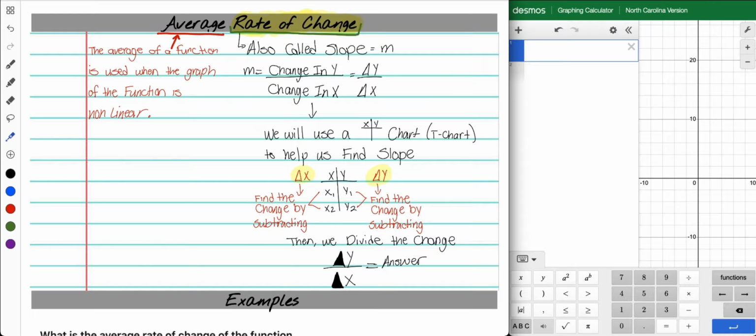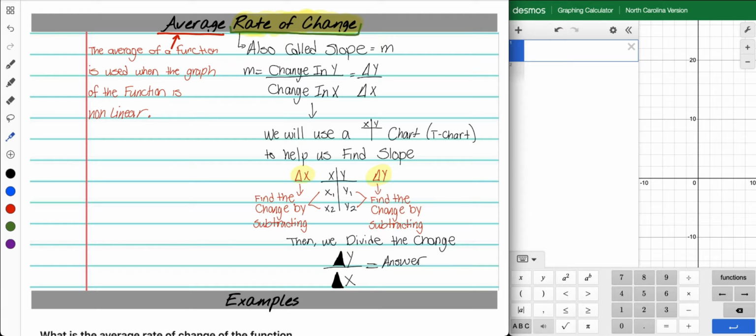Now, rate of change is also called slope. So if rate of change is also called slope, slope is our m. And when we look at m, we look at it as being our change in y over our change in x. Okay. Now, with that being said, when we go to find the average rate of change, we're looking at lines that are not straight, and we're going to be finding the actual slope of those lines. What they're going to do is give us two intervals that we have to find the slope for.